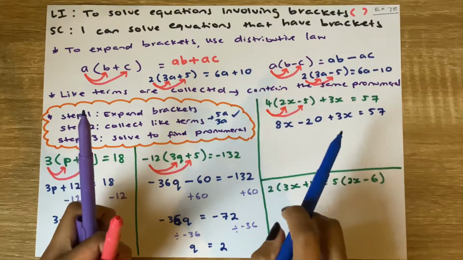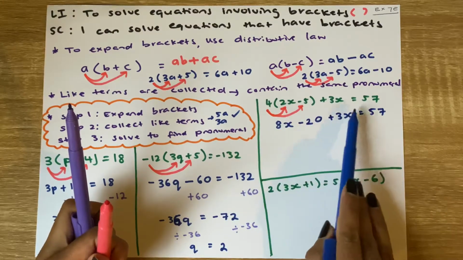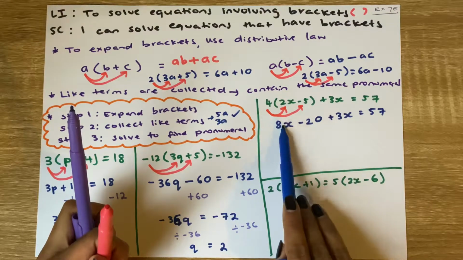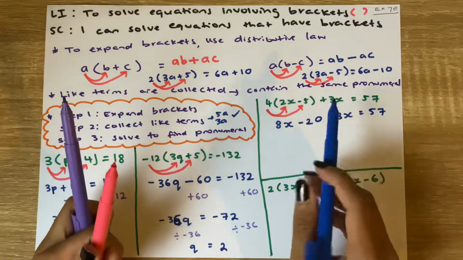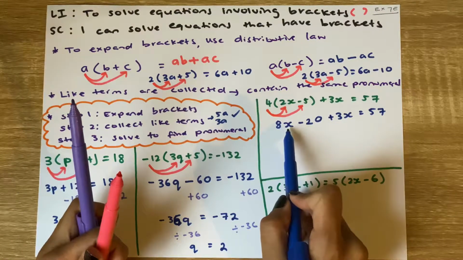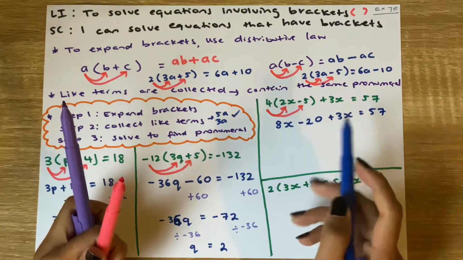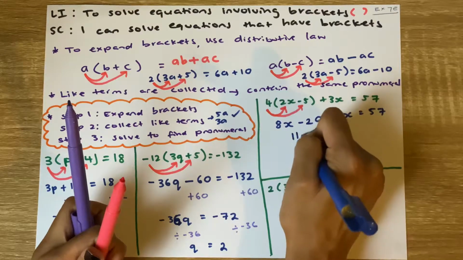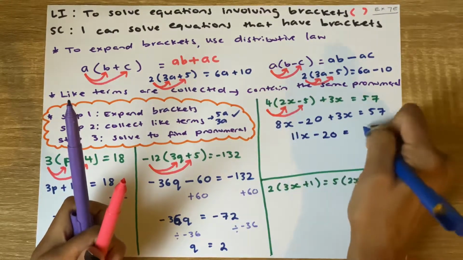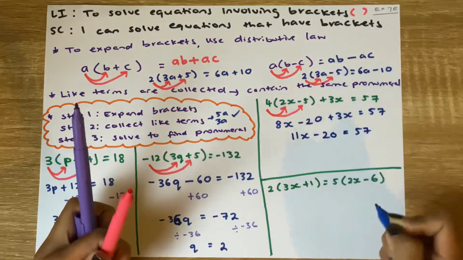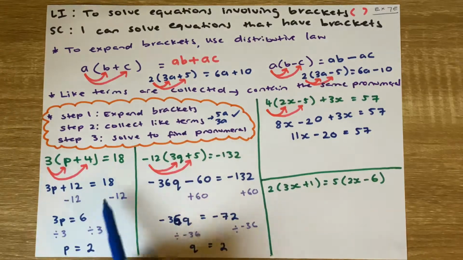All right, what we notice now is that I have 8x and I have a 3x. What I can do is, because they both have one x in them, I can combine them. They are like terms. So we're going to combine them. 8x plus 3x is going to be 11x. So I've got 11x, take away 20, equals 57. Alrighty. Now again, this becomes very similar to what we have been dealing with.